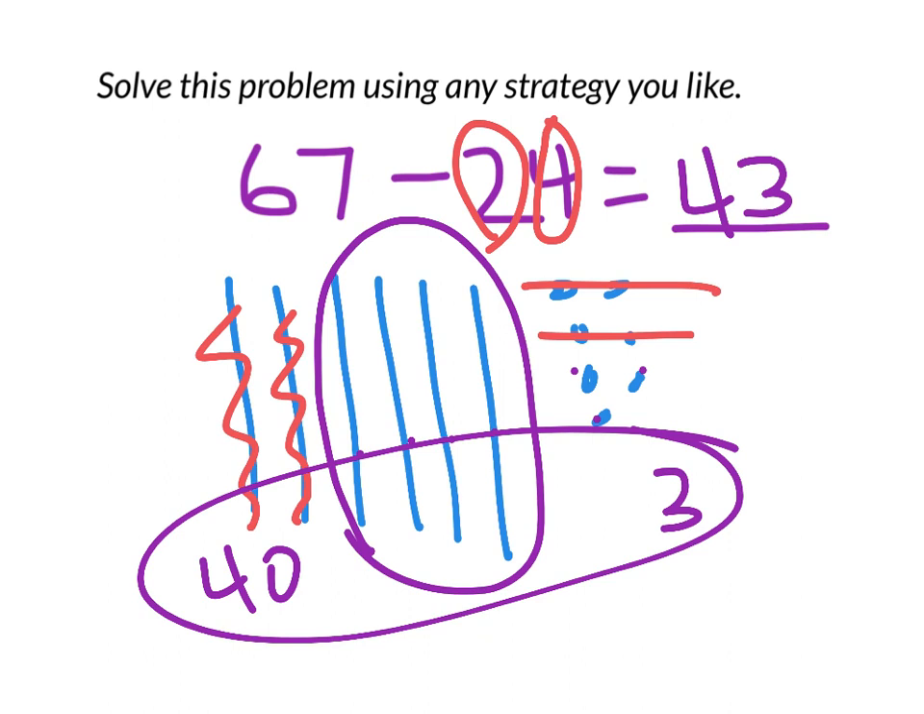So hopefully you know this strategy very well, or maybe you picked a number line. It doesn't matter, so long as you got 43 and you weren't using a calculator, you're good to go.